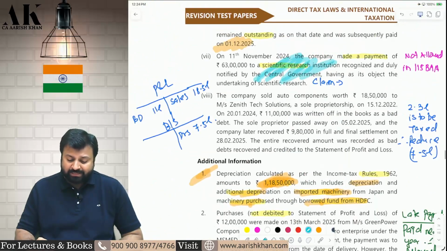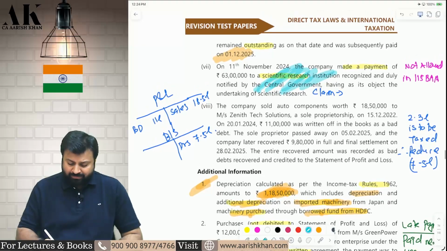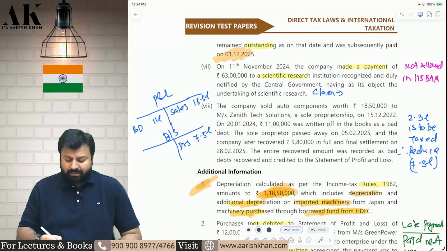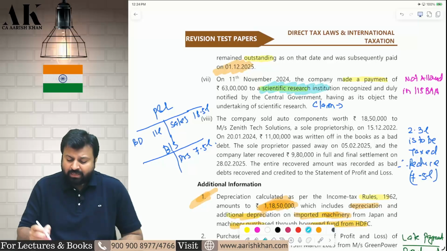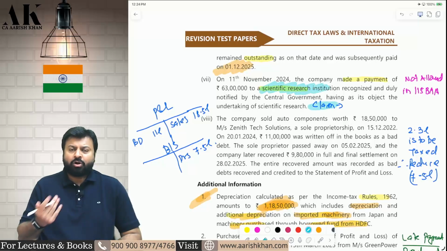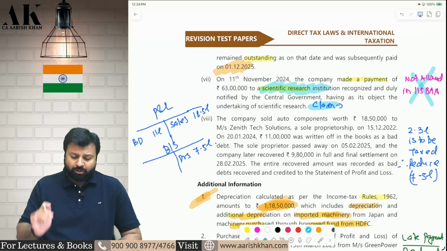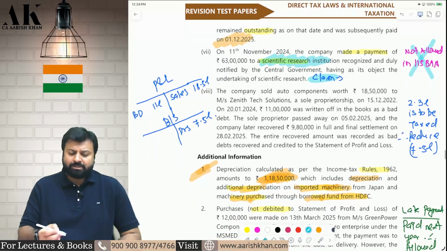Now, the next adjustment is a very simple adjustment. We have done this a lot of times in the class earlier, and in the examination paper also. You are giving some donation to a scientific research institution, so you can claim that deduction under the normal provision. Under 115BAA, it will not be allowed. Next one is also a routine adjustment we have done earlier.